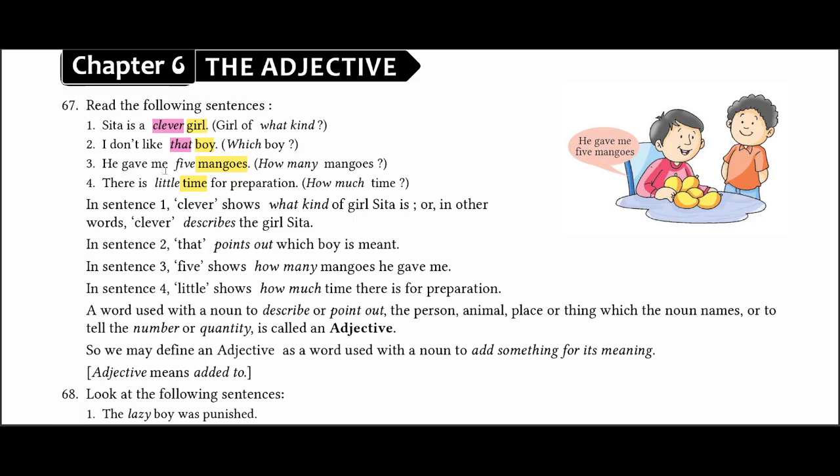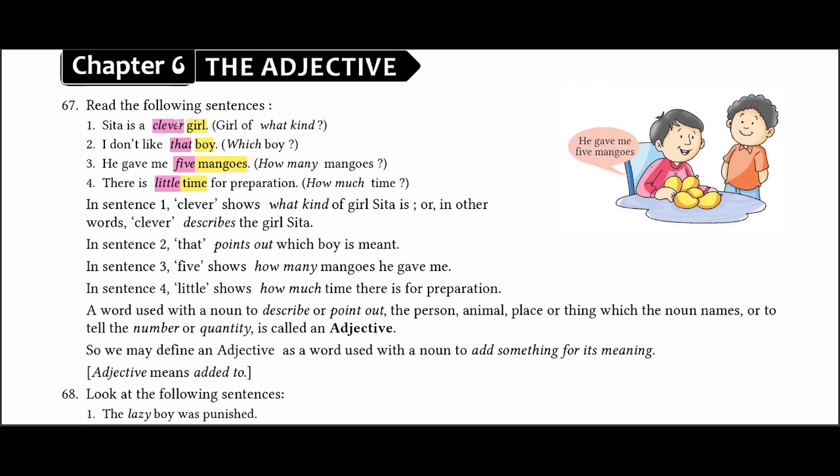Now, he gave me 5 mangoes. Look at this word, five. What is it doing here in the sentence? It is telling us the number of the mangoes. Now, there is little time for preparation. Little is telling us the quantity of the noun denoted by time.